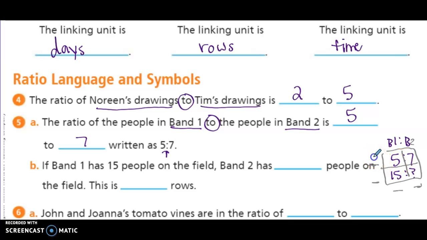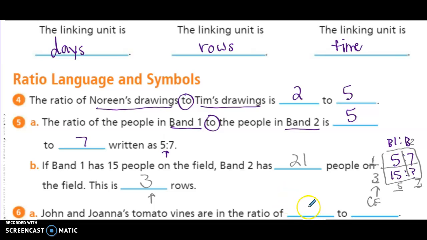The greatest common factor here is 1, so we'll put 5 and 7 down here. Then 15 divided by 5 is 3. 3 times 7 means band 2 will have 21 people marching in its band. How many rows is that? That's the linking unit, the factor that they have in common. So the common factor is 3 rows marching in the band.